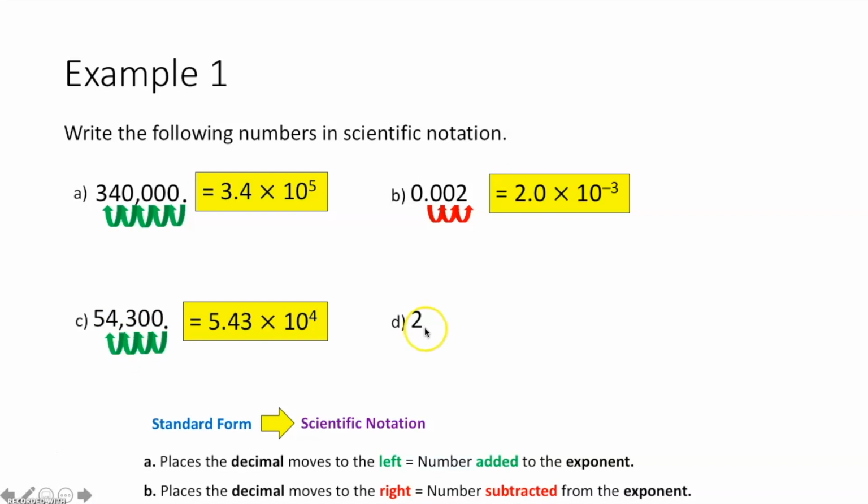Try it again. 2 is a number that is already between 1 and 10, which means if I wanted to write this in scientific notation, it would be 2 times 10 to the, and I didn't move to the left or right any decimal places. So it would be to the 0 power. And this makes sense, right? Because 10 to the 0 power is 1. So 2.0 times 1 is just 2. And that's how you get that.